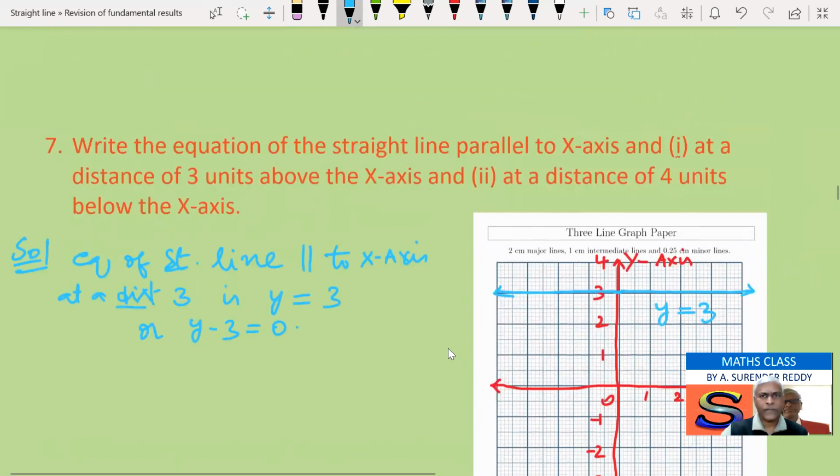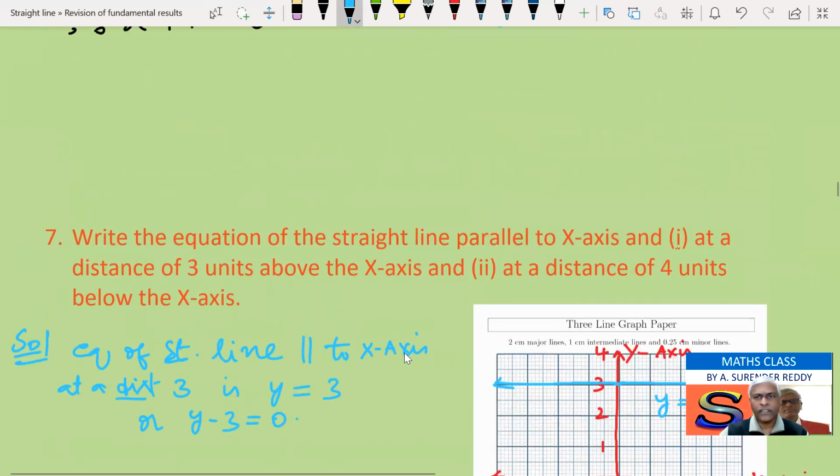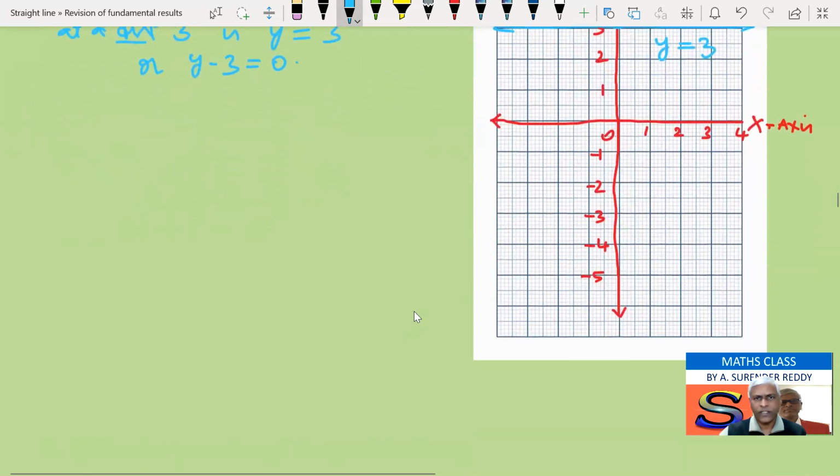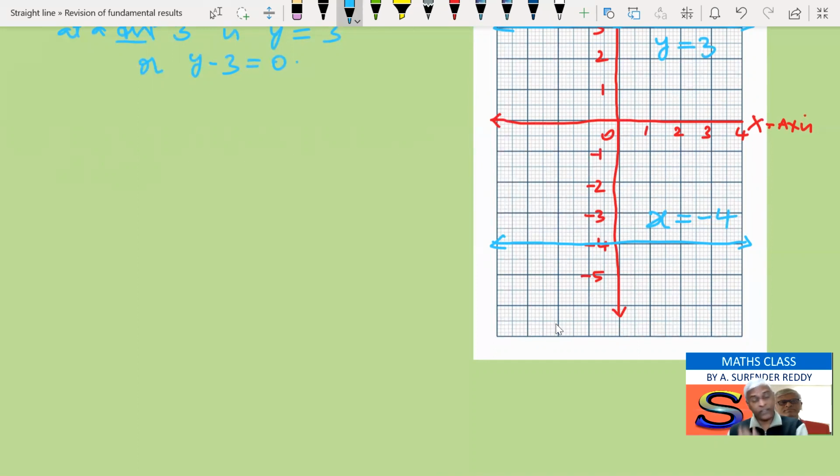Now, the equation at a distance of 4 units below the x-axis. Below the x-axis at a distance of 4 units means minus 4. So this is the line below the x-axis and parallel to the x-axis at a distance of 4 units below, that is minus 4. Below the x-axis it is equal to minus k, so k is the distance. So the equation of the line is minus 4.